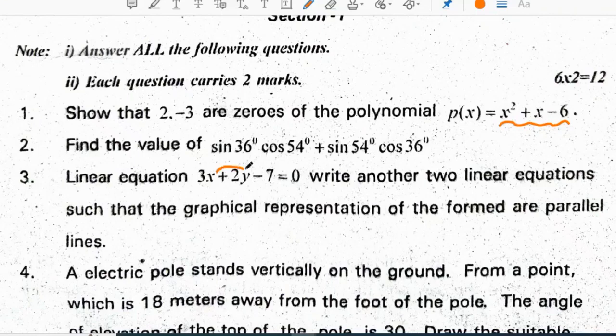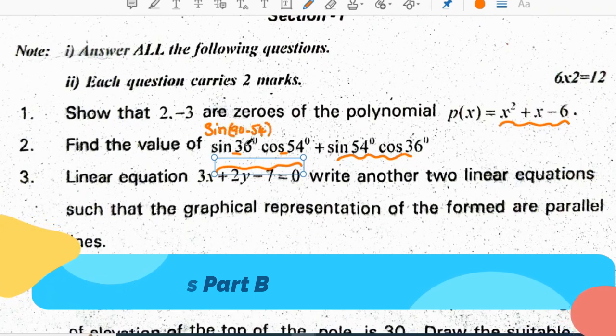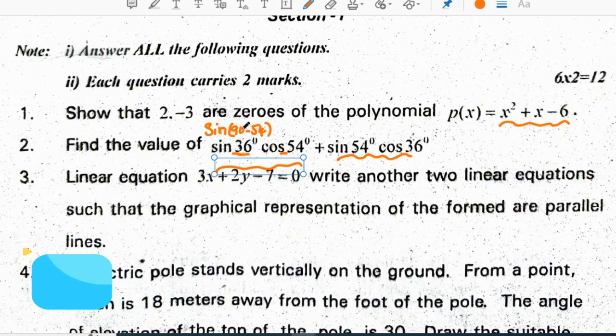Find the value of sine 36 cos 54 plus sine 54 cos 36. So they are the complementary angles. So out of 2 we need to change only one. So sine 36 can be written as sine 90 minus 54. So 90 minus 54 value is 36, so we write it this way.